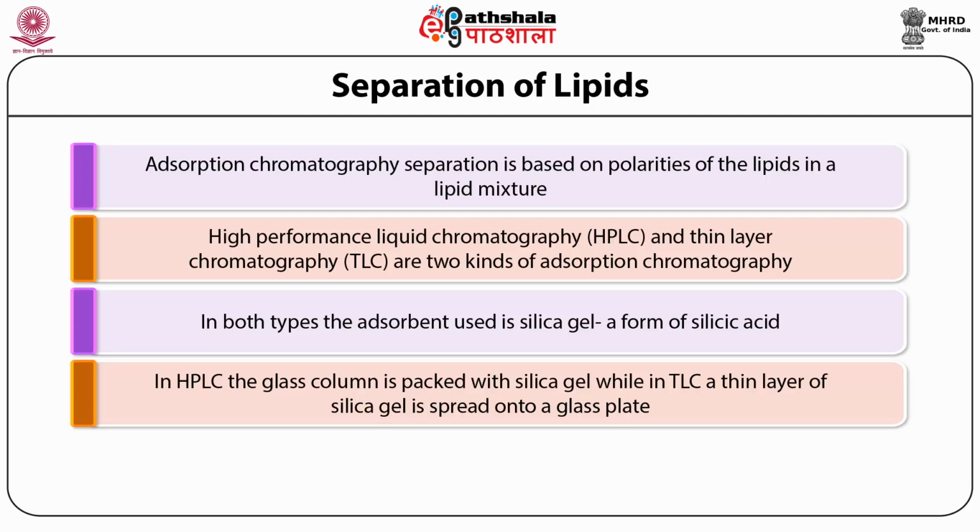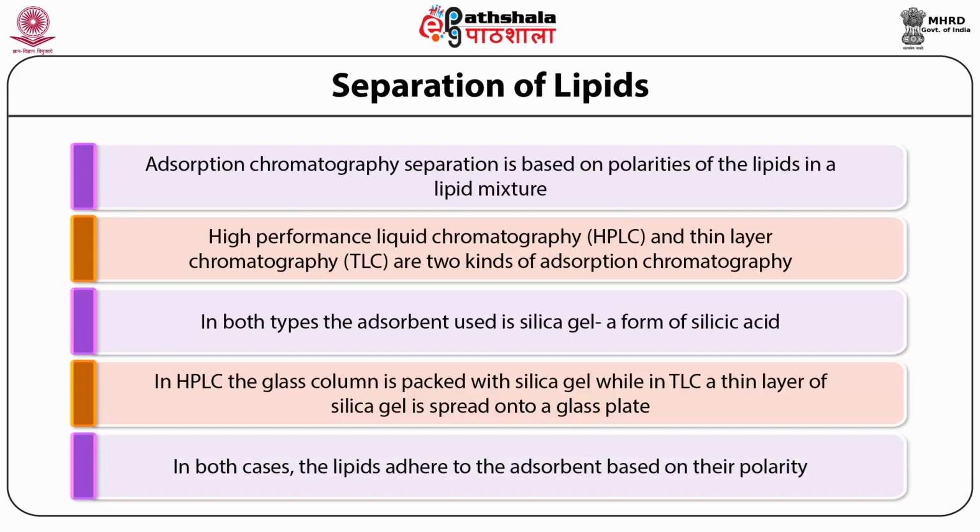In HPLC, the glass column is packed with silica gel, while in TLC, a thin layer of silica gel is spread onto a glass plate. In both cases, the lipids will adhere to the adsorbent based on their polarity. So like I said, more polar lipids will bind tightly to the silica gel and will be retained for a longer time in the stationary phase.